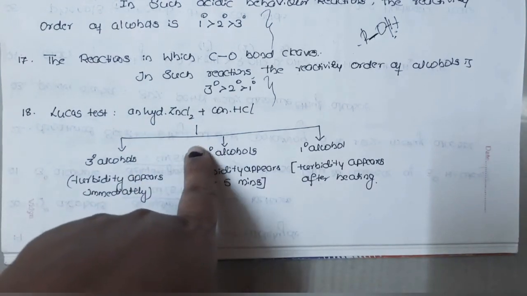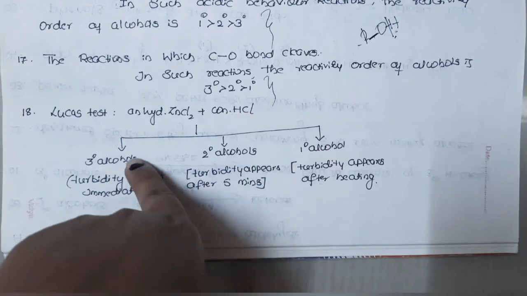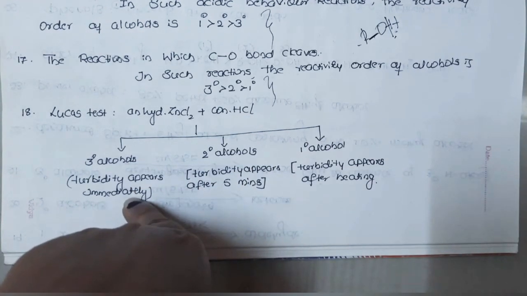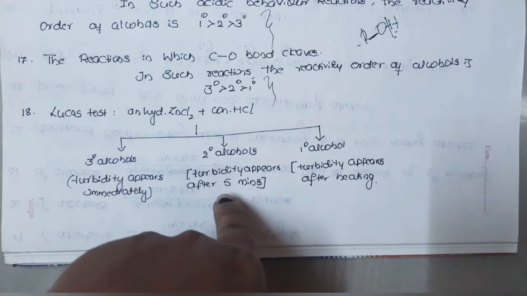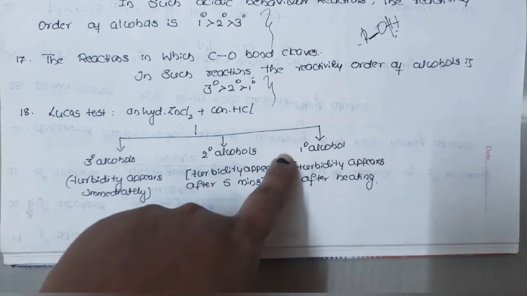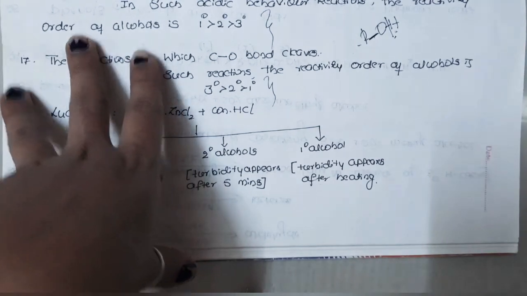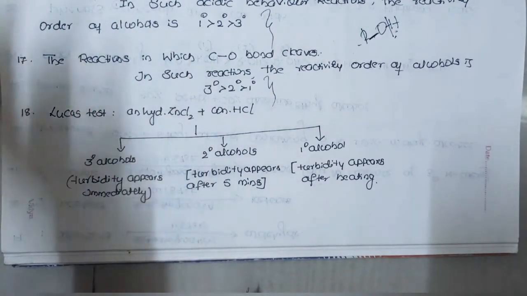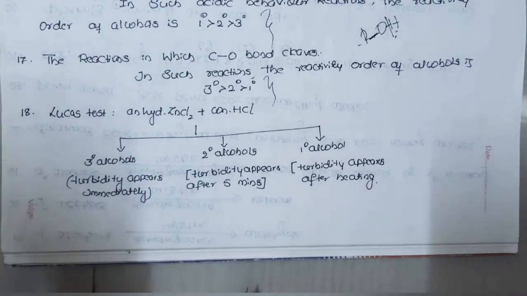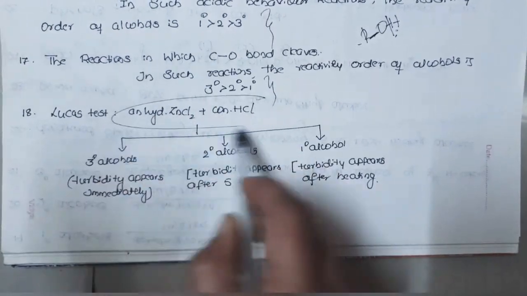When this reagent is treated with a tertiary alcohol, you get immediate turbidity or precipitation. When it is treated with a secondary alcohol, the turbidity appears but after some time. When it is treated with a primary alcohol, under normal conditions no reaction is seen; the reaction happens only upon heating. This is how you can distinguish between primary, secondary and tertiary alcohols. You may get a question based on this.